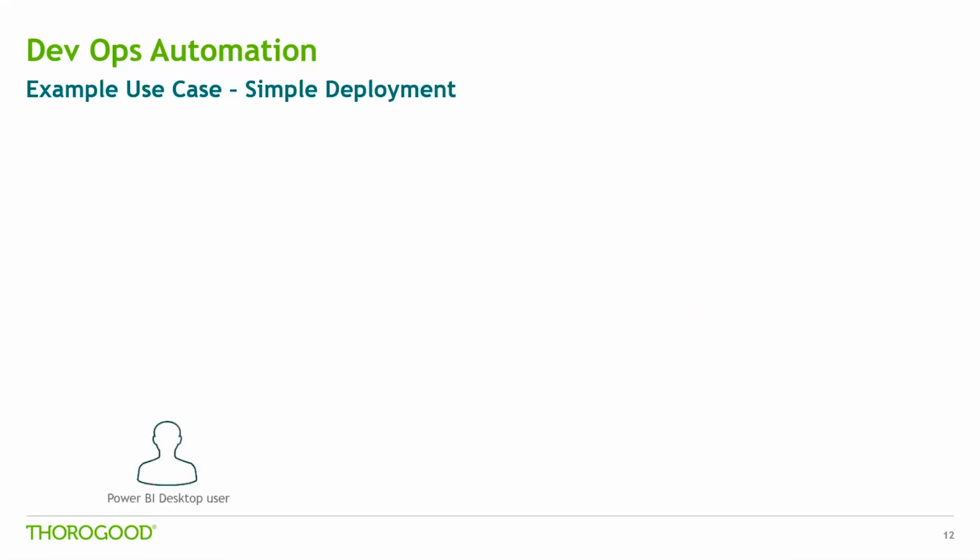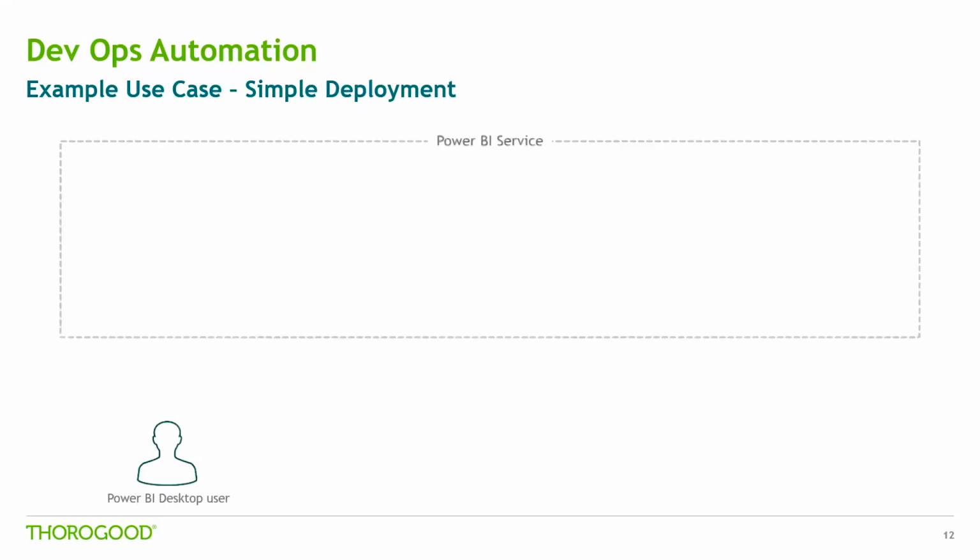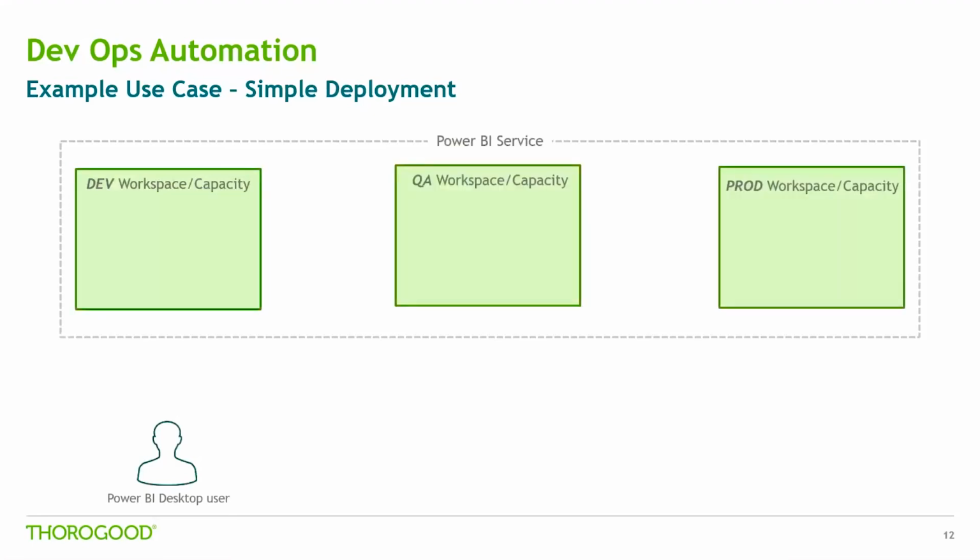So let's say we have a Power BI desktop user, someone who's generating content pretty frequently. They want to share things that they're creating with the community. Think of them as something like a power user. And the organization has a Power BI service set up, and within that we have a development, dev, QA, and a production workspace, or capacity, whichever one doesn't really matter for my example here.